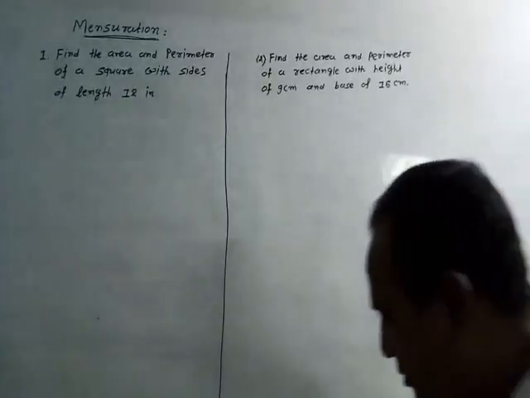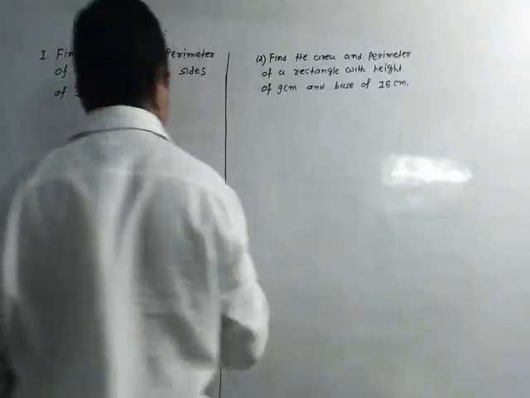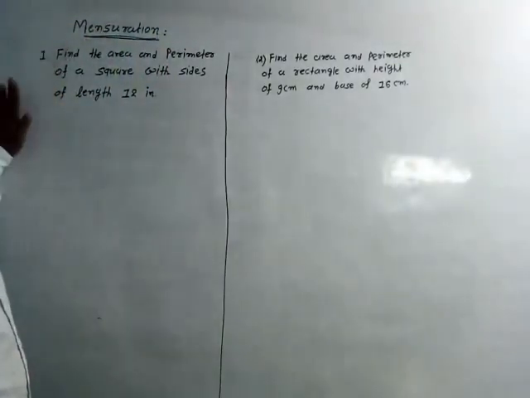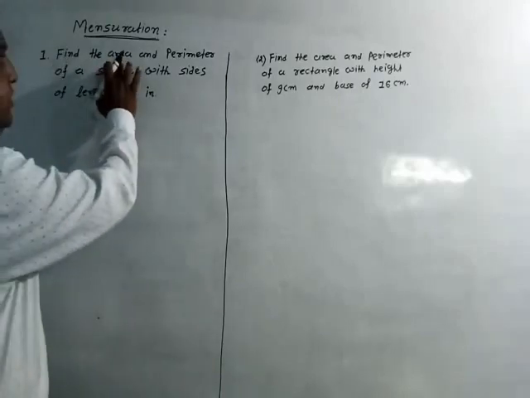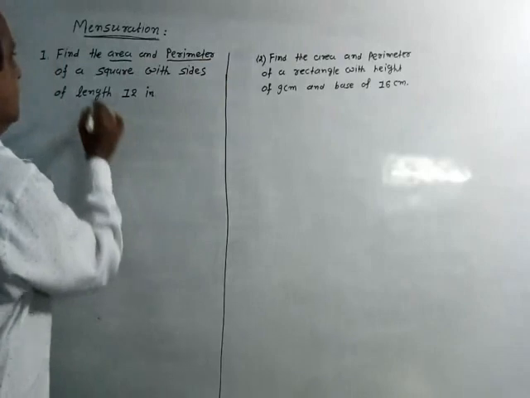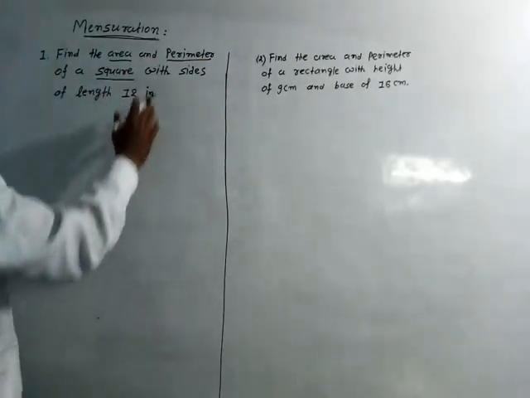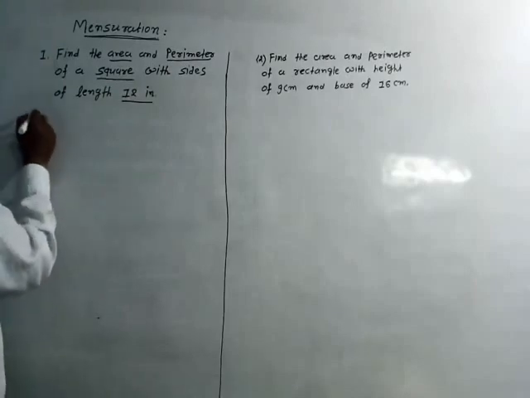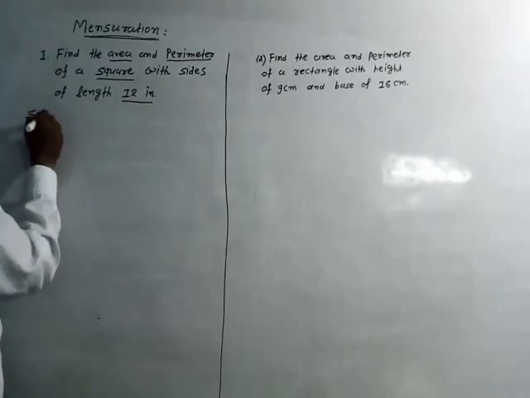Hello students. Today we discuss mensuration. In this example, find the area and perimeter of a square with sides of length 12 inch. Now here is the solution.